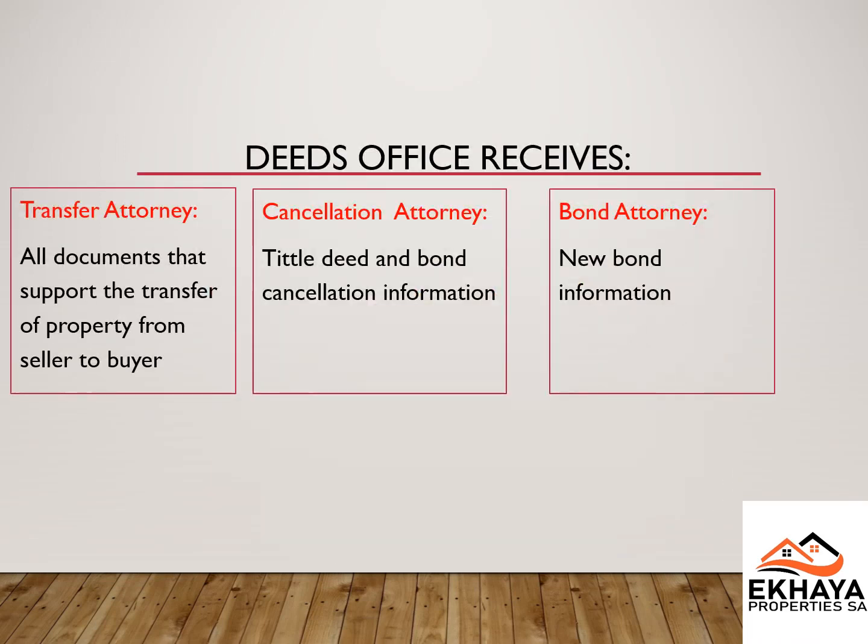Once those steps are done, the deal then goes to the deeds office, which receives from the transferring attorney all the documents that support the transfer of the property from seller to buyer. And then from the cancelling attorney, the title deed and bond cancellation information. Then from the bond attorney, the new bond information from the buyer.